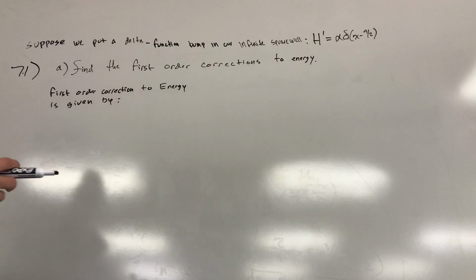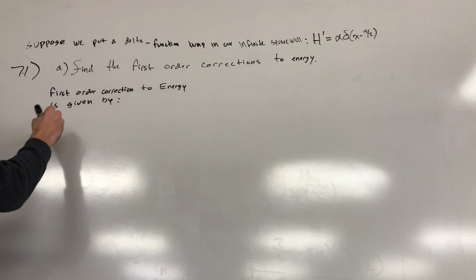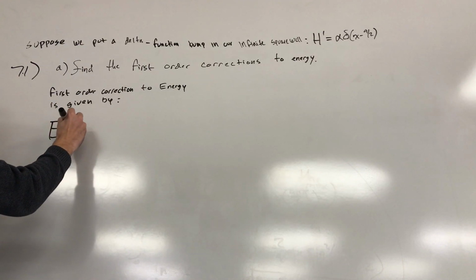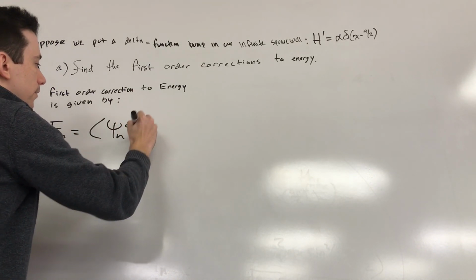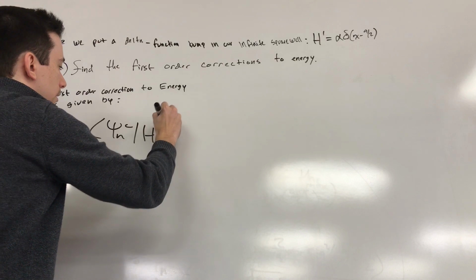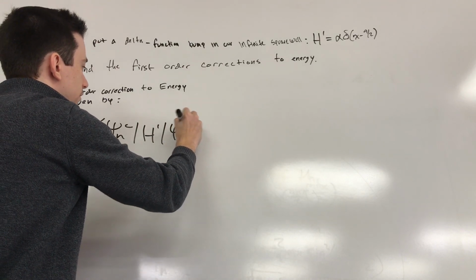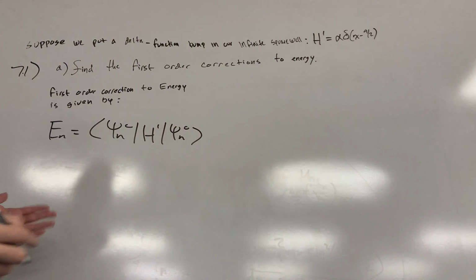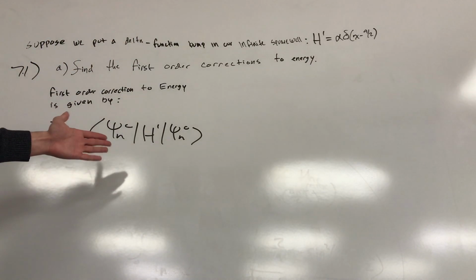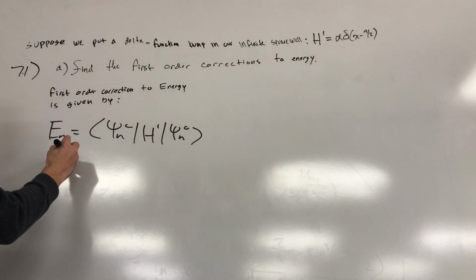So the first order correction to energy is given by this equation over here, which you can find in your book. E_n^1 is equal to the bracket of psi_n^0, H prime, psi_n^0. First step, once we have this written down, is to write it into integral notation, subbing in the H's and psi's. So what is this going to look like?